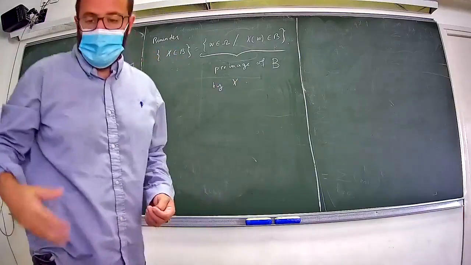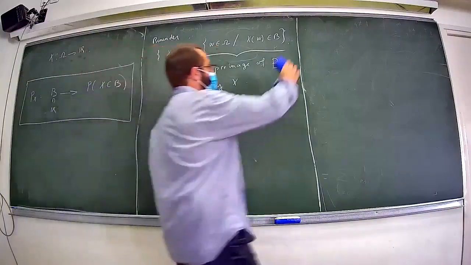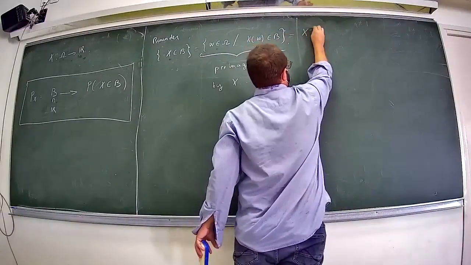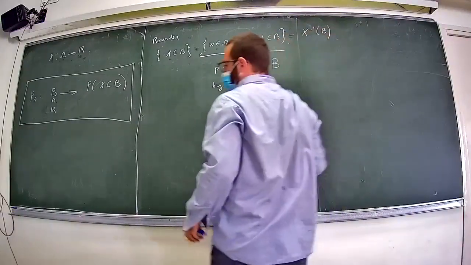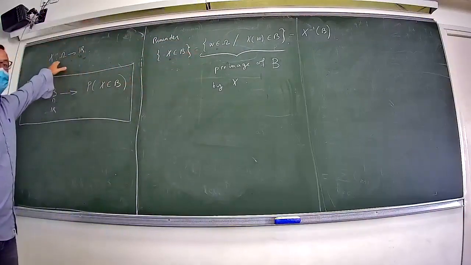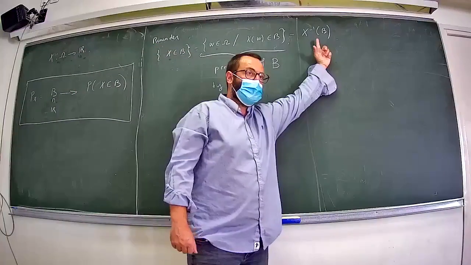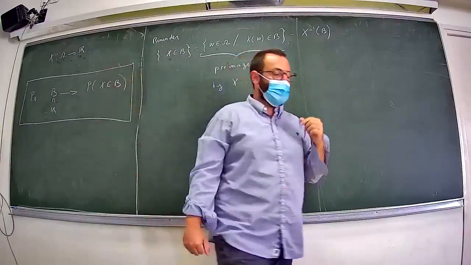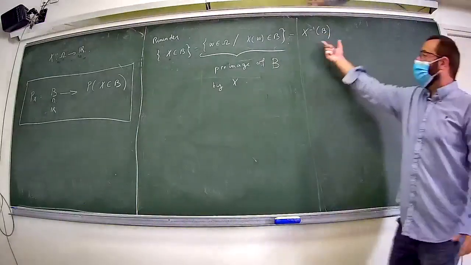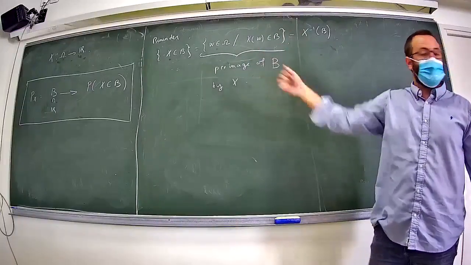You can use this notation to summarize this one, but you can also use something you have probably used previously: X minus 1 of B. Be careful, X is not bijective. X minus 1 is not the inverse, because I have no hypothesis concerning the fact that capital X is bijective or not. It's just a notation for this set, the pre-image of B by X.